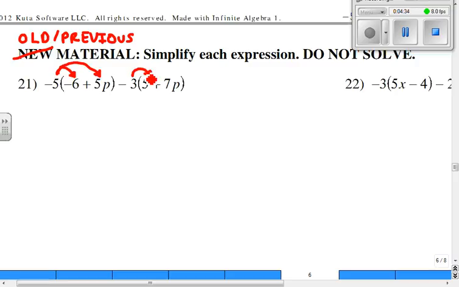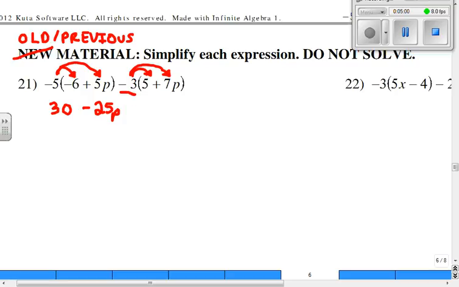We could make generic rectangles, but we don't have to. We can just draw our arrows and distribute. So -5 times -6, a negative times a negative is a positive. So I'm going to have positive 30 here. -5 times positive 5p is going to give me -25p.